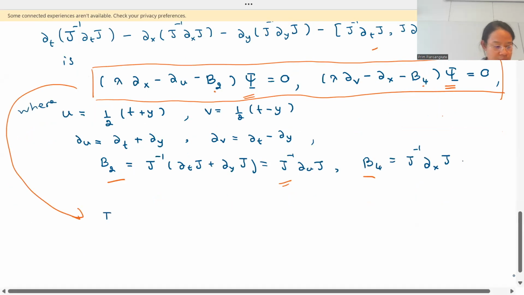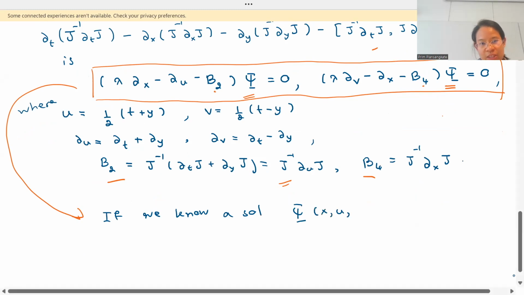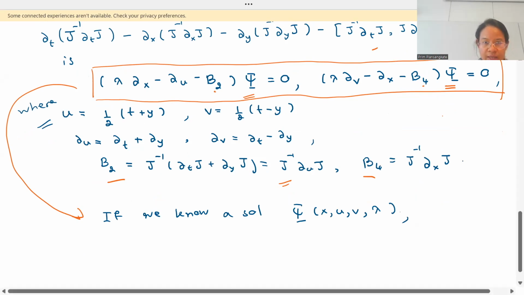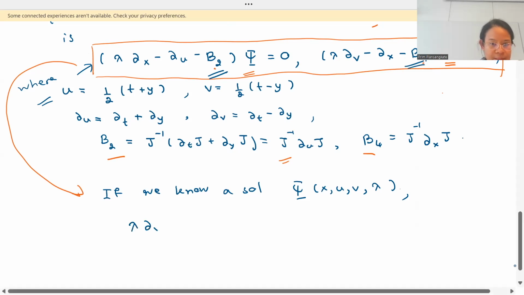So if we know a solution psi, so I change coordinates from t, x, y to x, u and v with this and parameter lambda. Okay, so if we know a solution psi, you can rewrite this Lax pair and we can get what B2 and B4 are by rewriting the Lax pair like this. You can verify this later.